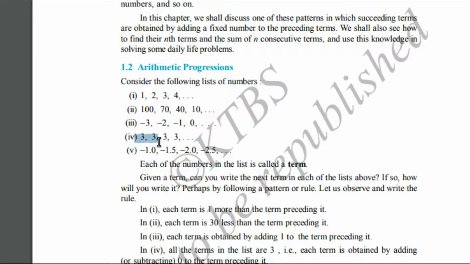And in the fourth example we can see the first term is 3, second term is 3. So second term minus first term, the common difference is 3 minus 3 is 0. The common difference is 0. Next, the third term and second term, 3 minus 3 is 0. Again the common difference is 0. Finally, fourth term minus third term, 3 minus 3, the common difference is 0, and so on. In this case the common difference is 0.